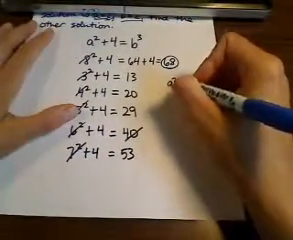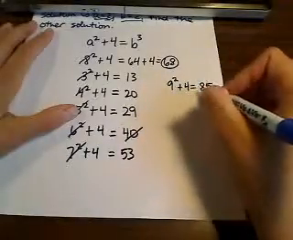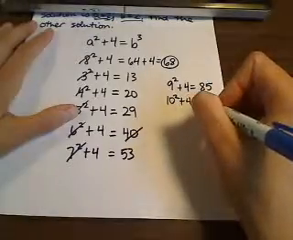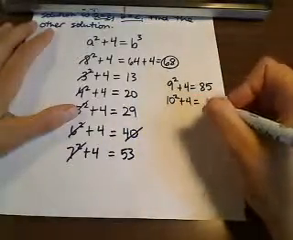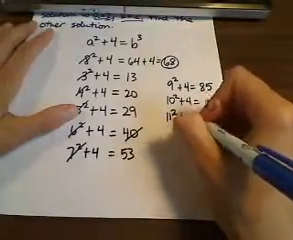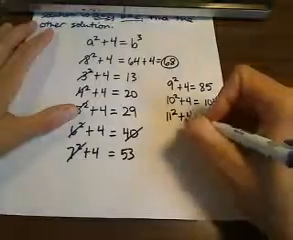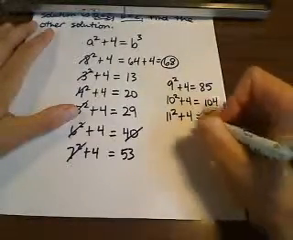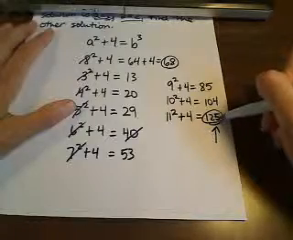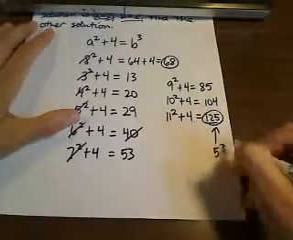Let's try 9. 9 squared plus 4 is 81 plus 4, which is 85. 10 squared plus 4 is 100 plus 4, that's 104. The next one will actually be the one that works. 11 squared plus 4 is 121 plus 4, which is 125. And I can think of a number that cubes to give me 125, and that number is 5. So this is 5 cubed.